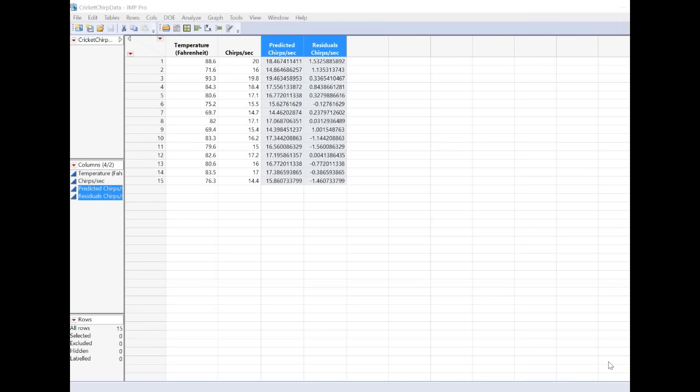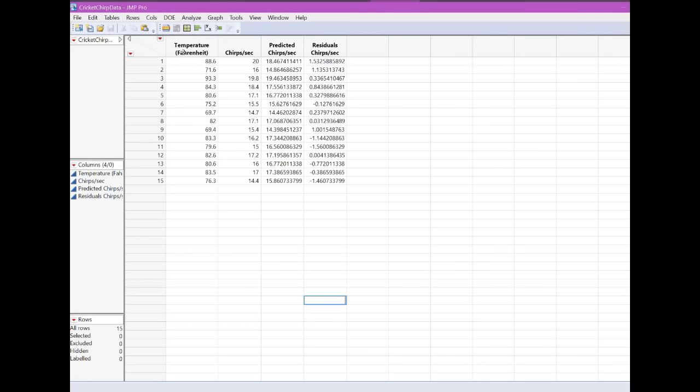Using the Cricket Chirps data, I'm going to create a short video showing you how to fit a regression model using JMP. So in this data set, we see that we have temperature, which is our predictor variable, and chirps per second, which is our response variable. So temperature is our X, and chirps per second is our Y.